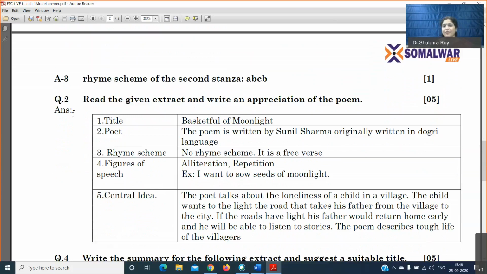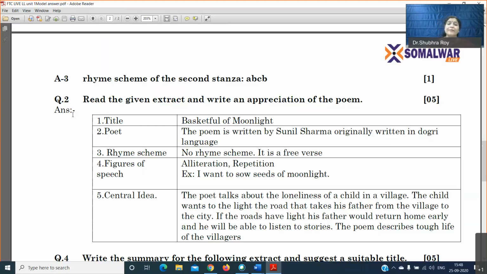Title, Basket Full of Moonlight, half mark given. Poet: the poem is written by Sunil Sharma, which is originally written in Dogri language. You can even mention that Sunil Sharma has written it and it has been translated by somebody else, or he has translated this himself. You can give more information about the poet, but it carries only half a mark, so this is enough. So title and poet, these 2 points carry 1 mark together.